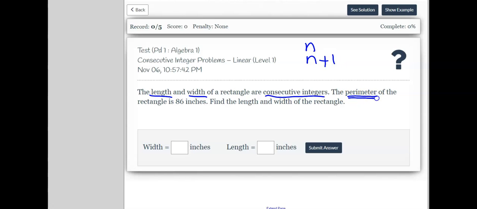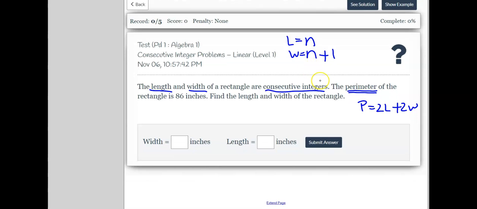It's telling us the perimeter, and I know from my own prior knowledge that the perimeter of a rectangle can be found by taking twice the width plus twice the length. So 2L plus 2W is the perimeter. If the perimeter is 86, then I can find the length and the width. The length is the first integer, and the width is the next consecutive integer. So I'm going to fill these values in here.